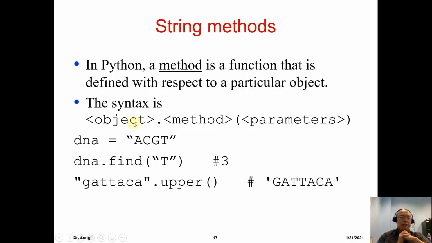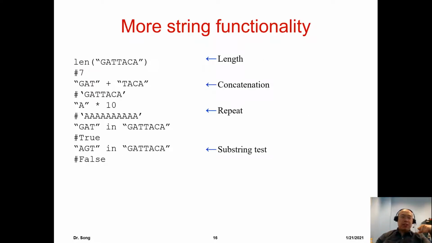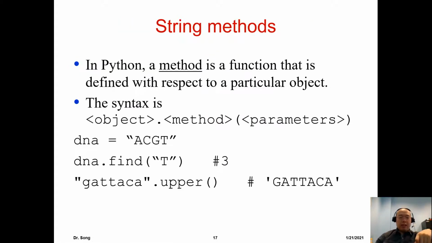Okay, and then we also have the methods. You need to know the difference between functions and methods. Just now, len is a function. For methods, the syntax is different because we write an object, dot, a method name, and if you want, we can also specify parameters. For example, for strings, we have some functions supported, and we also have some methods supported.